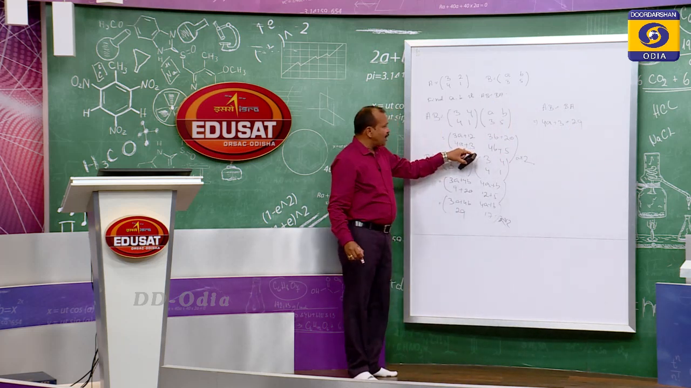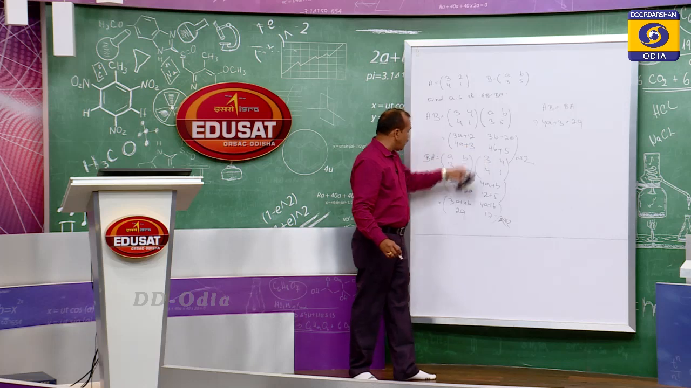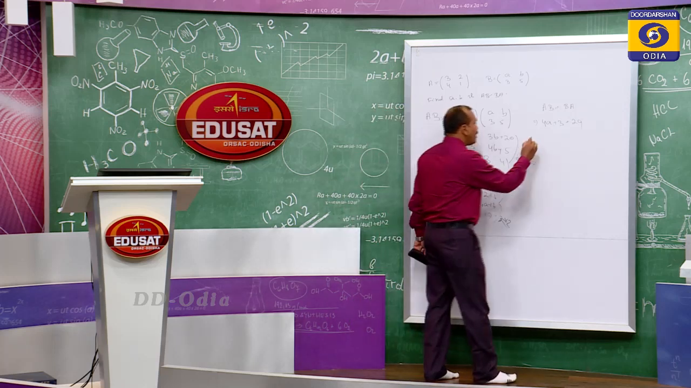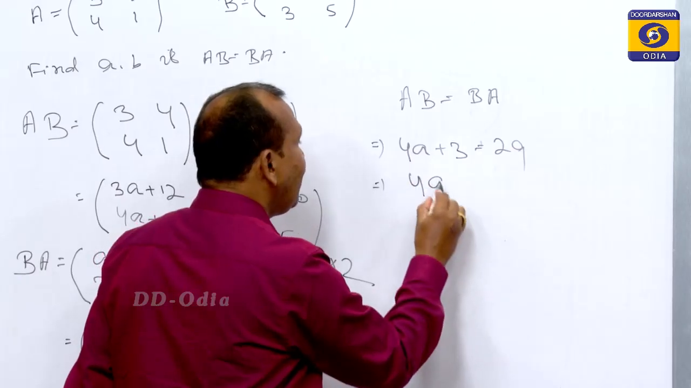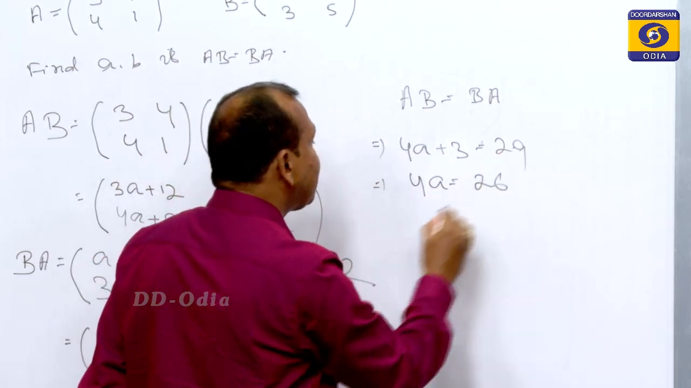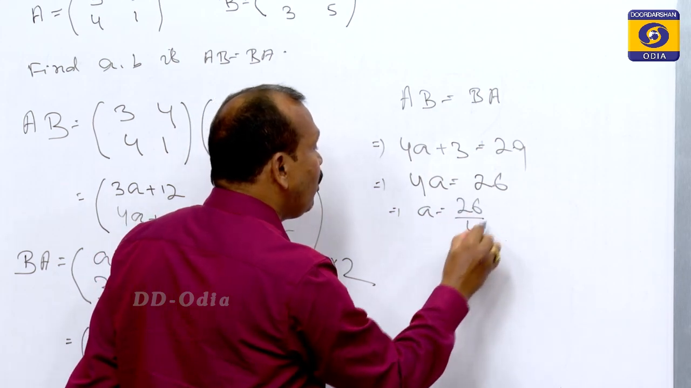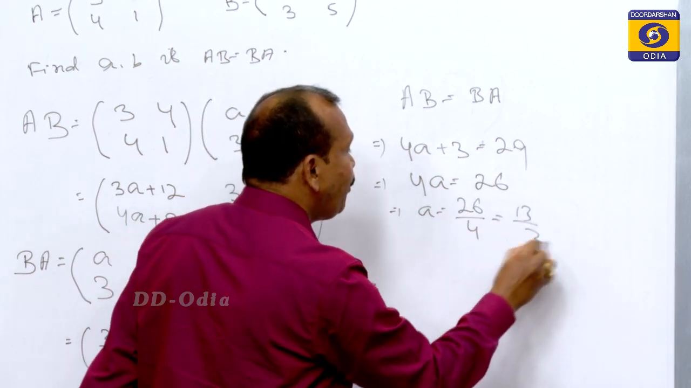This is the element of the second row and first column in AB, and in BA the second row and first column is 29. So 4a plus 3 is equal to 29. This implies that 4a is equal to 29 minus 3, which is 26. So a is equal to 26 by 4, which is 13 by 2.